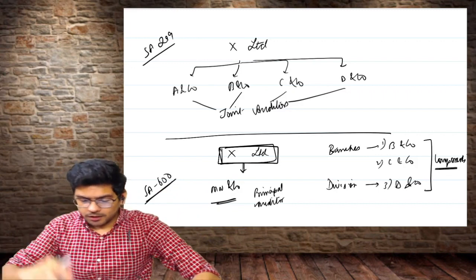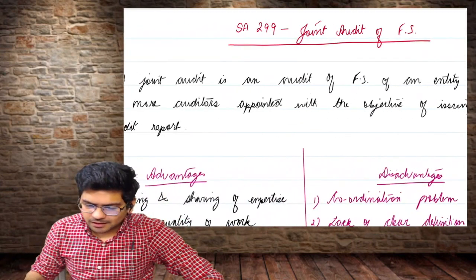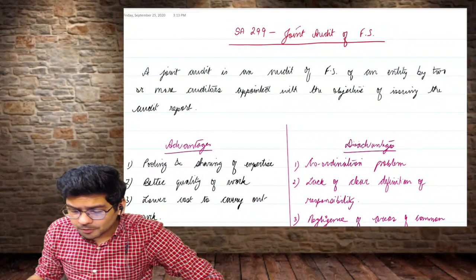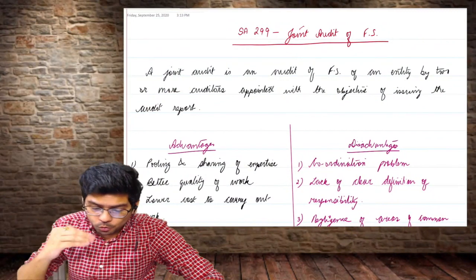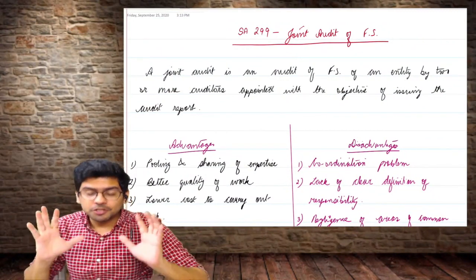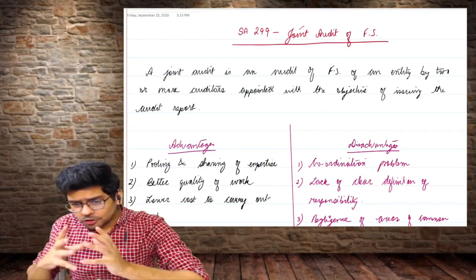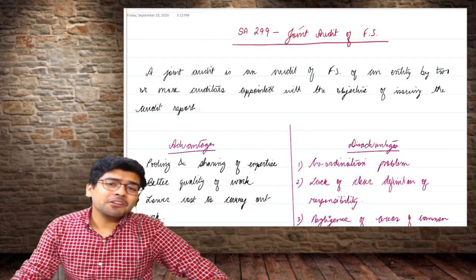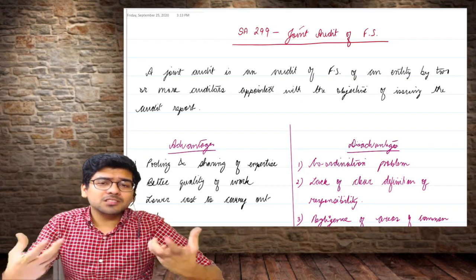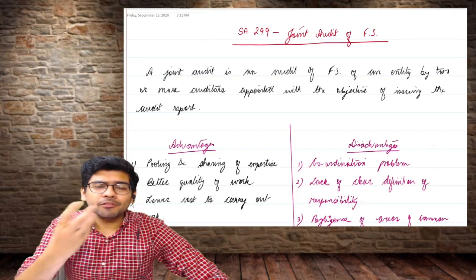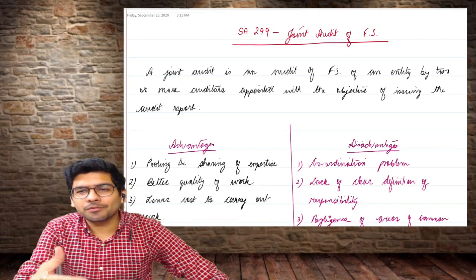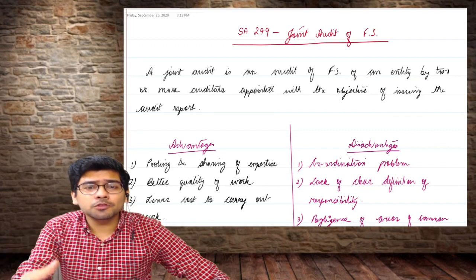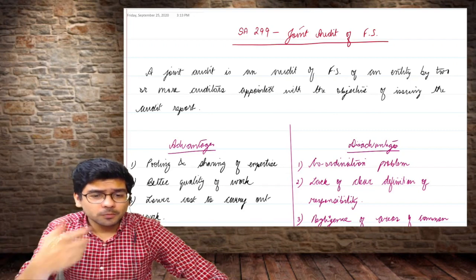Yes? Okay. Having understood this, let us go back to the notes. It says a joint audit is an audit of financial statements of an entity by 2 or more auditors appointed with the objective of issuing the audit report. So each of the auditors in my example will be called joint auditors. Now why did the concept of joint audit evolve? Very practically, the answer is obvious: is the concept of joint audit more popular in big companies or small companies?